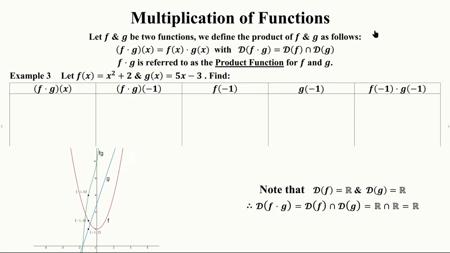So f times g of x, by definition, is just going to be f of x times g of x, right?